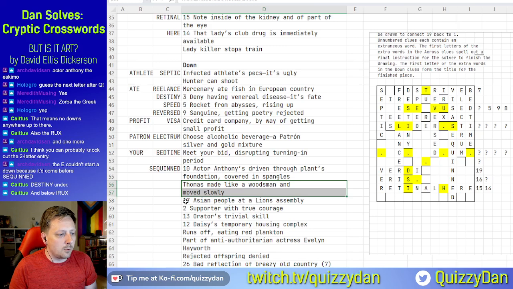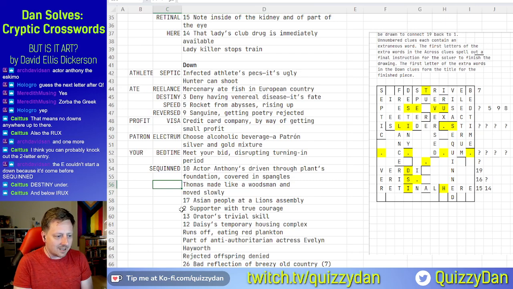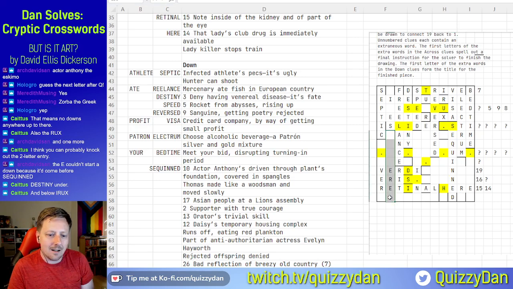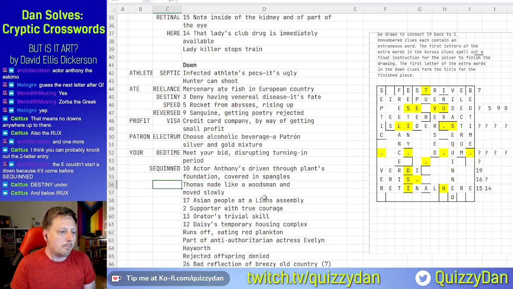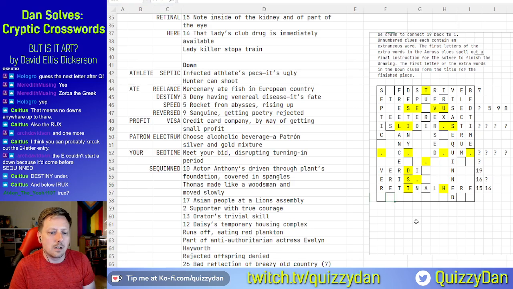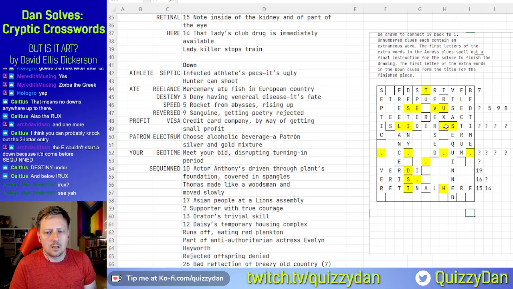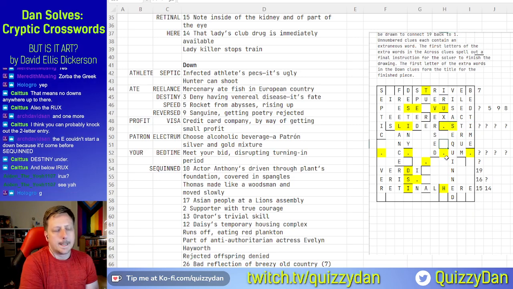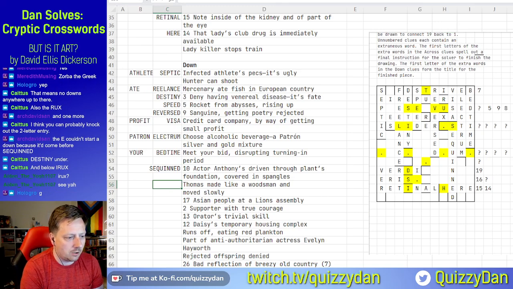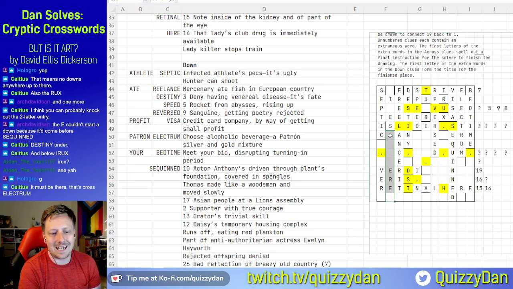Thomas, made like a woodsman and moved slowly. So crept, inched. We know it's going to go maybe here. Made like a woodsman. Axed. Chopped. And below... Oh, sorry. Thomas, is that going to be TH? Made like a woodsman. And moved slowly. I feel like it's going to go here, because that's the opposite of Electrum.